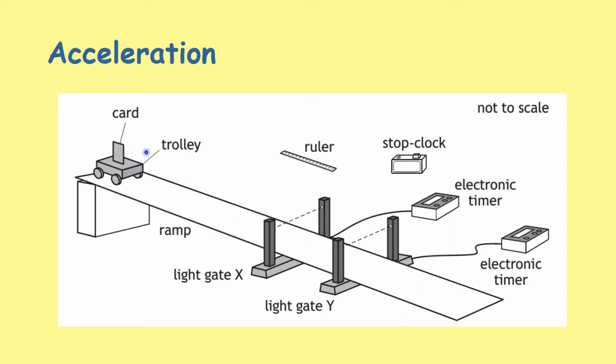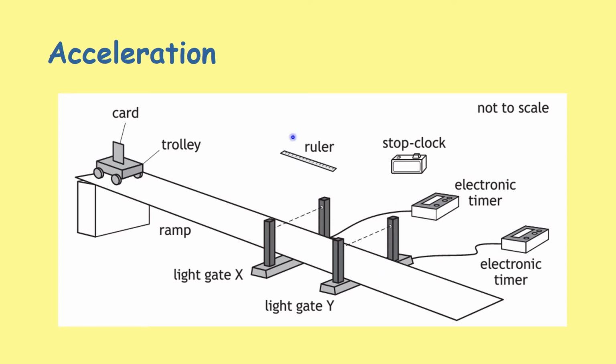When the front of the card goes through the light gate, it will stop the beam of light and the timer will start. And when the end of the card moves past the light gate, the light will be allowed to shine again and the timer will stop. The trolley will then go further down the slope, and the exact same thing will happen at light gate Y, with the timer turning on and off when the card moves through the light. These times are used to calculate the instantaneous speeds at light gate X and light gate Y.